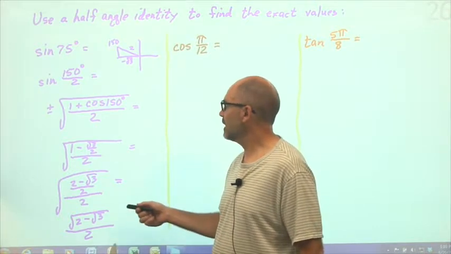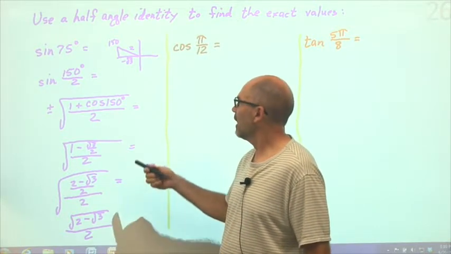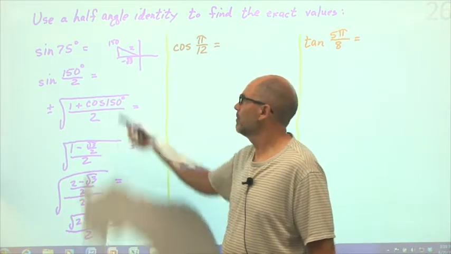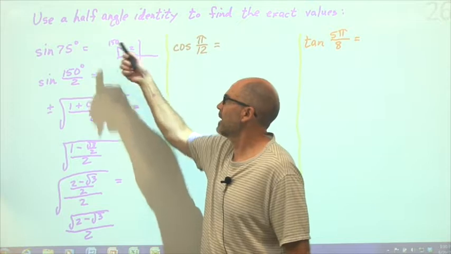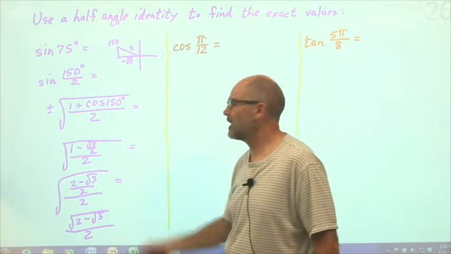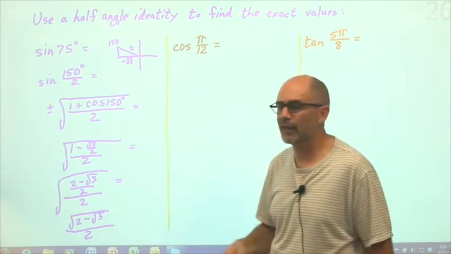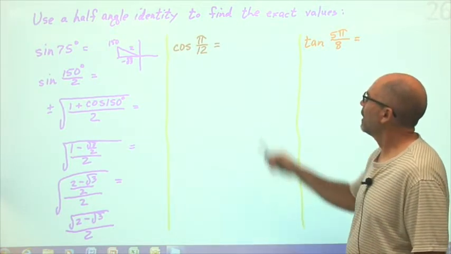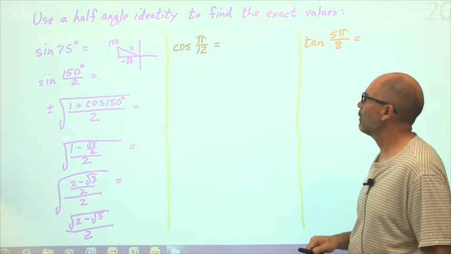And the interesting thing is, if you do the angle sum identity, then you'll get the same thing. It'll be a decimal equivalent. Okay, now let's try cosine of pi over 12.